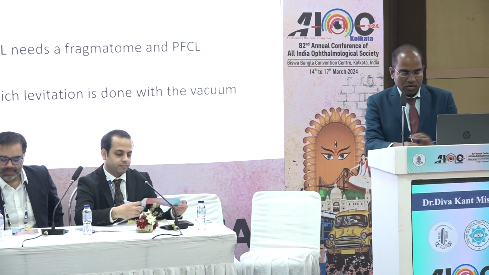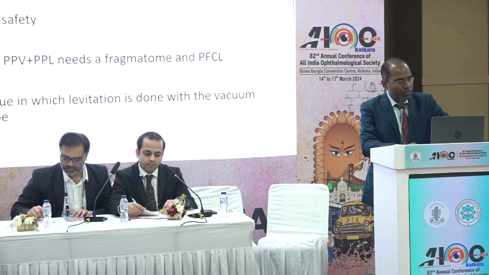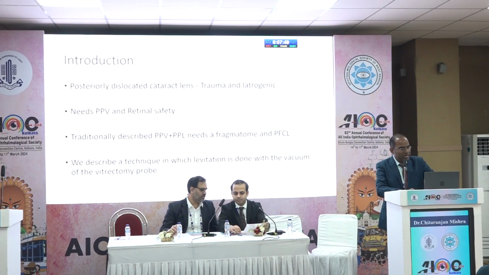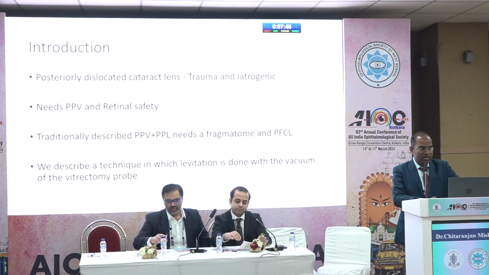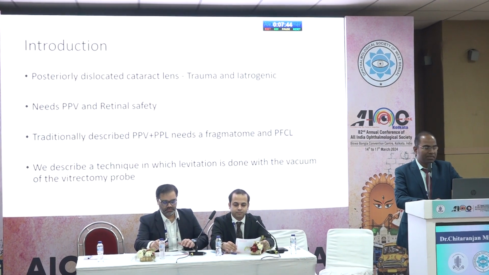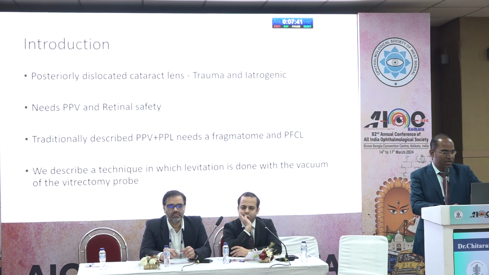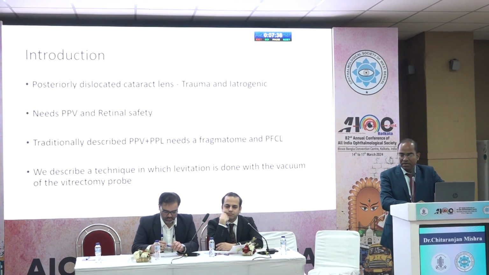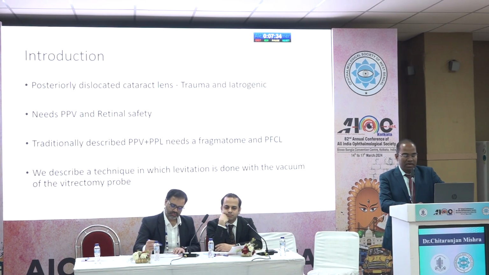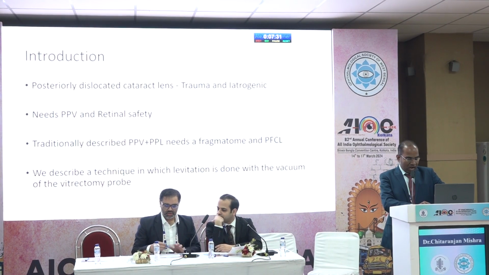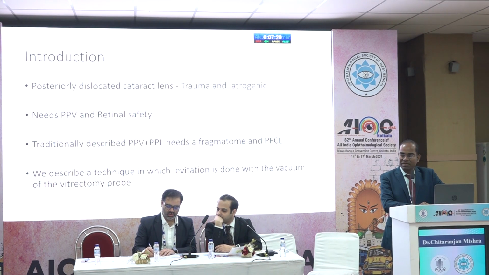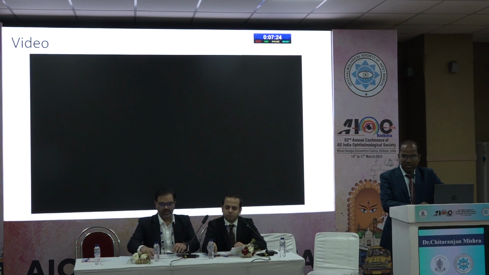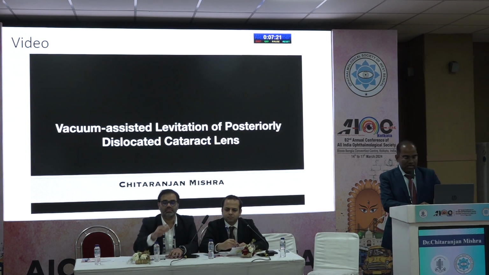So, my talk is on vacuum-assisted levitation of the posteriorly dislocated cataractous lens. All of us know that a posteriorly dislocated cataract lens can be of traumatic or iatrogenic etiology, and it needs a pars-plana vitrectomy with utmost retinal safety. The traditionally described method is pars-plana vitrectomy plus pars-plana lensectomy, and it needs a fragmatome and perfluorocarbon liquid. However, we describe a technique in which the levitation is done and we don't need a fragmatome and PFCL. This is a video we can see over here.